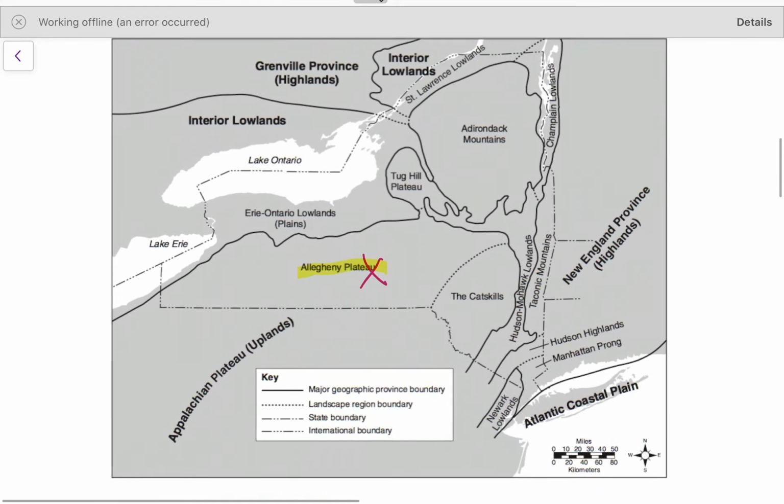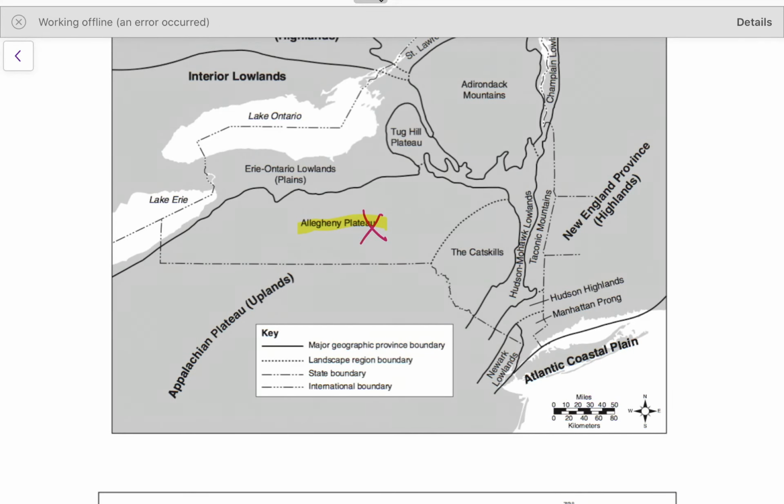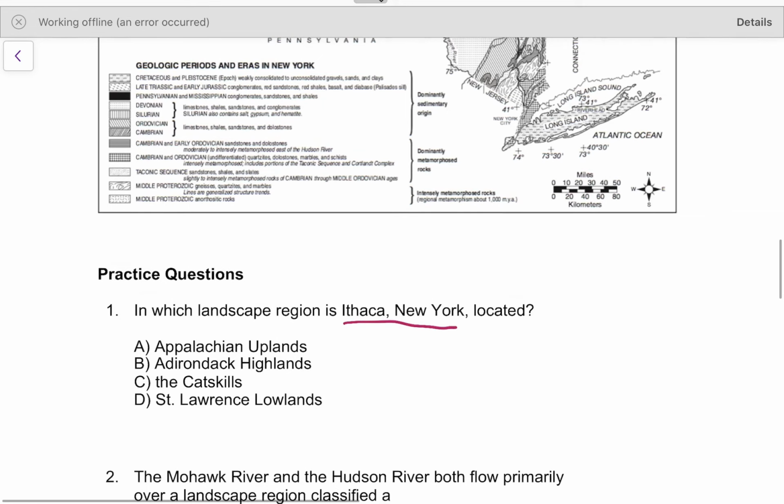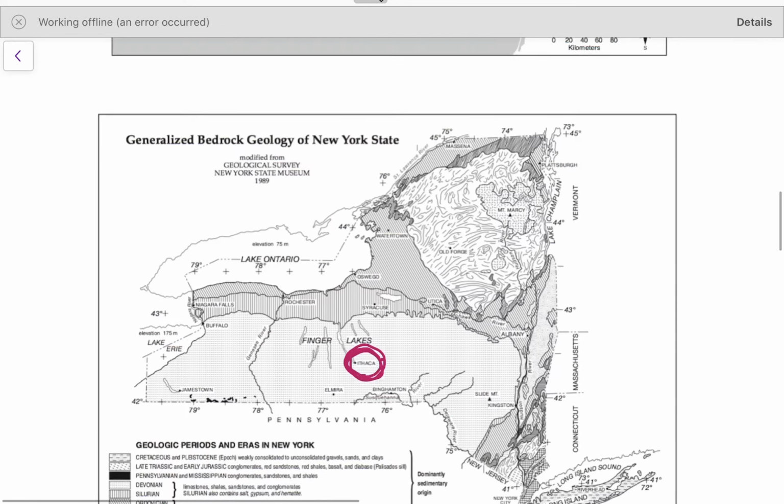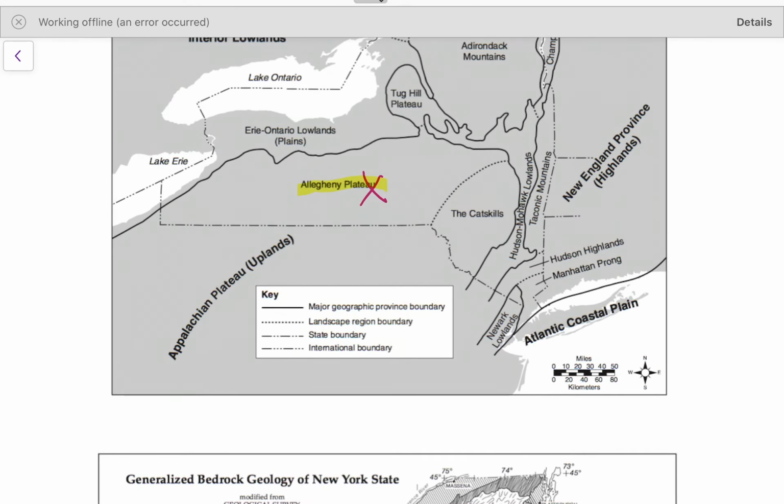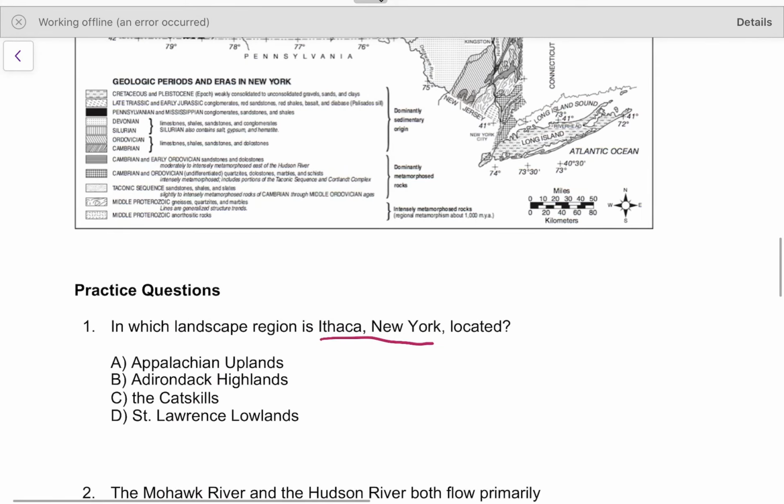So let's go back to our question and look for that in the answer choices. I don't see Allegheny Plateau in any of my answer choices. But remember, earlier we said that the Allegheny Plateau was part of a larger landscape region called the Appalachian Plateau. Let's see if I can find that in my answer choices. Here it is, choice A, Appalachian uplands.